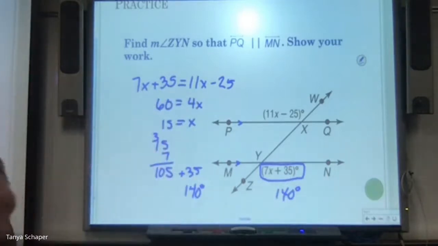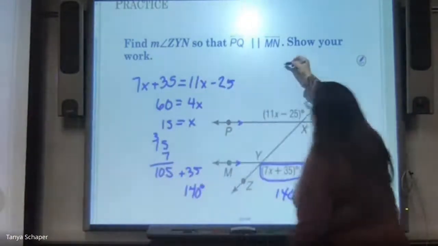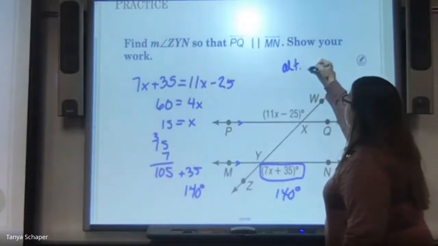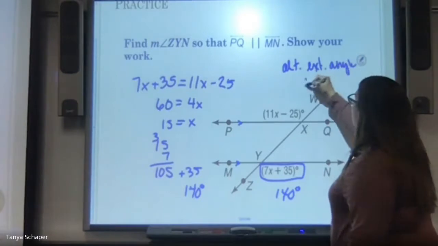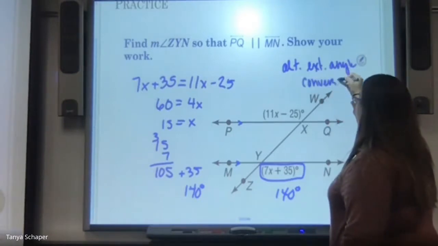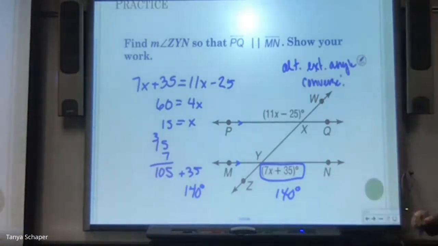140 degrees. And what I use, because I want to justify my answer, is the alternate exterior angle converse. It's very important that you include converse with that and justify it.